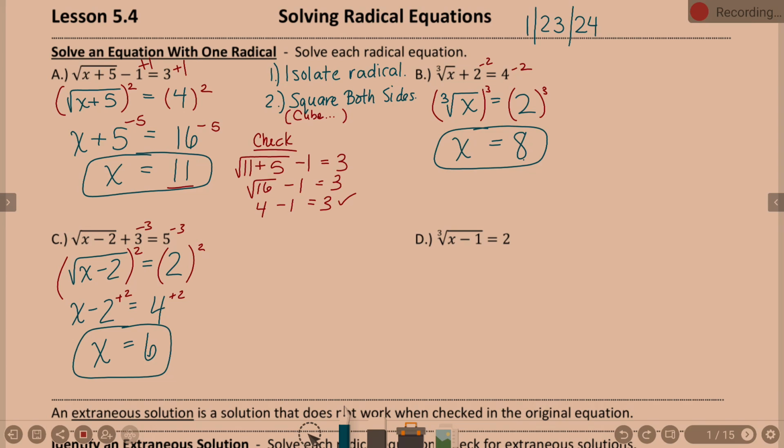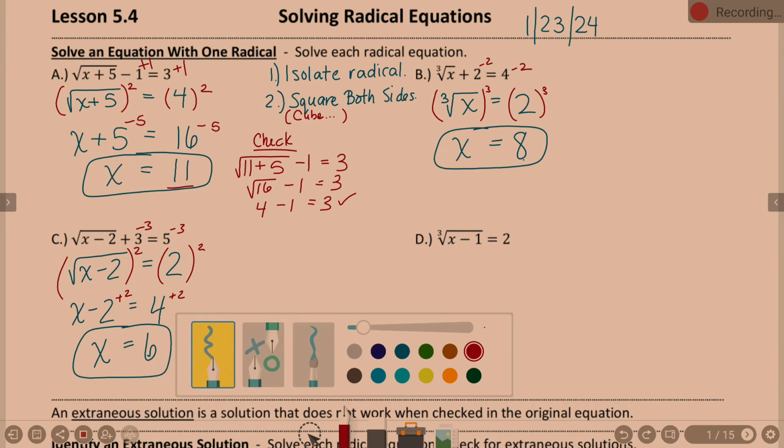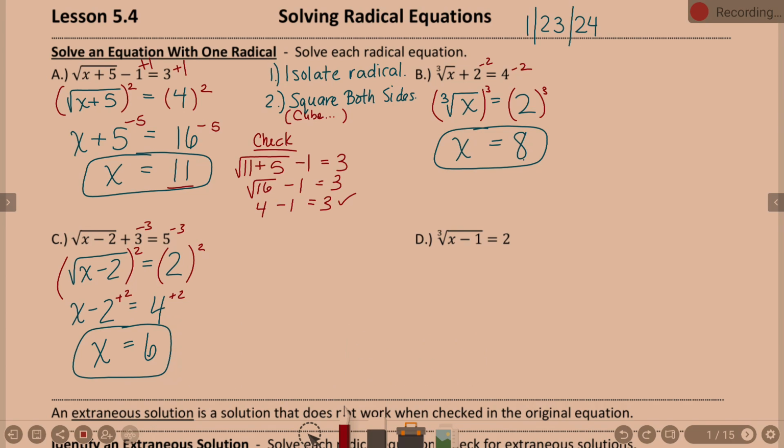One more in this section. Cube root of x minus 1 equals 2. Thoughts? Everyone wants to get quiet now? Let's go do that first step. Cube both sides, right? Is that radical already by itself? It is, isn't it?